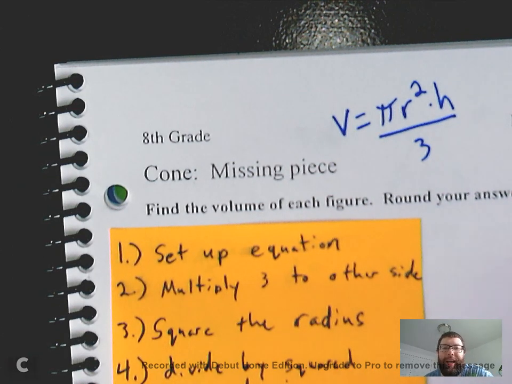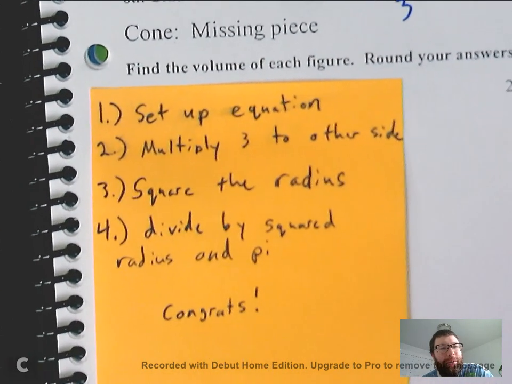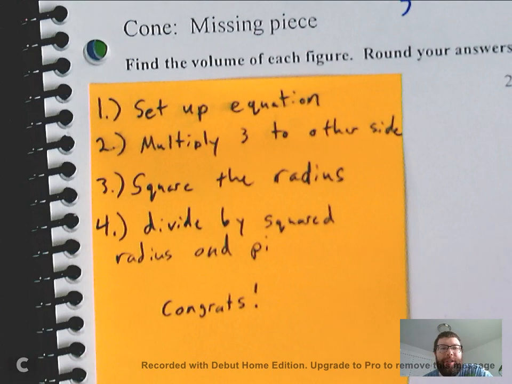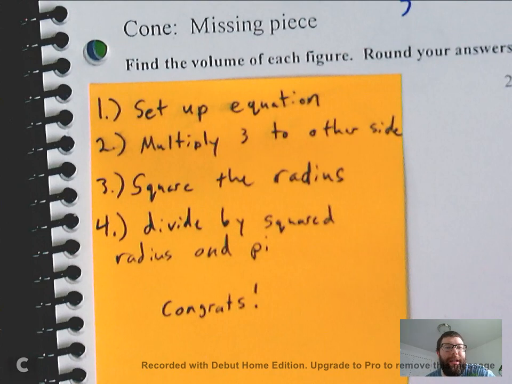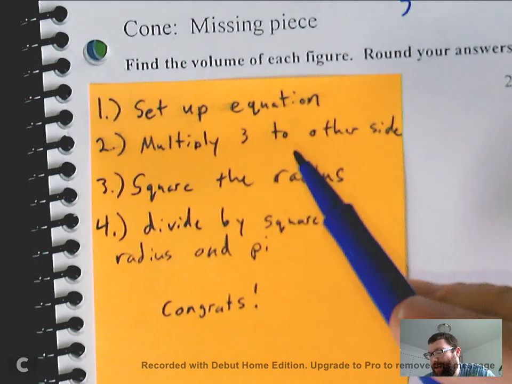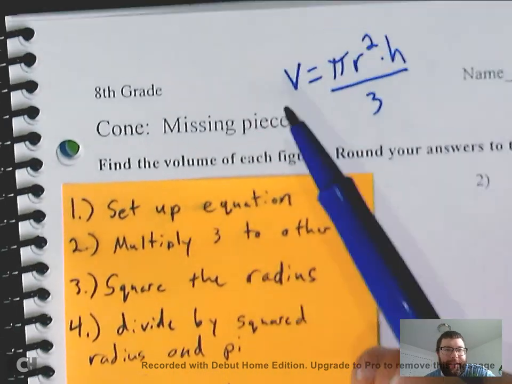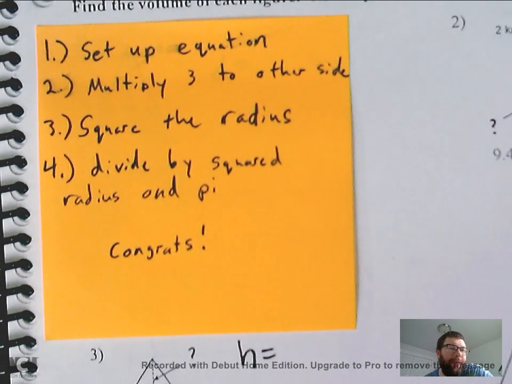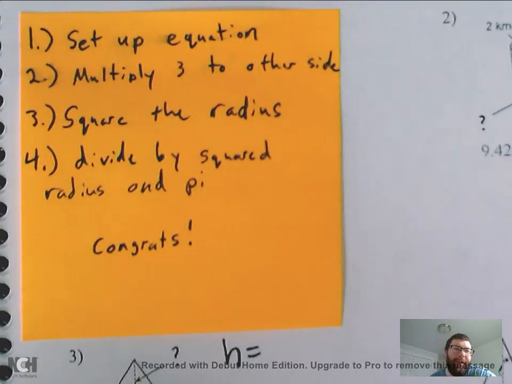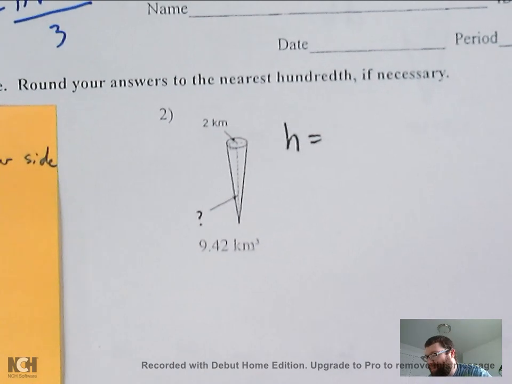So to find the height, there are 4 general steps that I want you guys to go through. The first thing you're going to do is set up the equation. So you're just going to plug in all the pieces that you know. And then after that, the next step would be to multiply by 3 and then square the radius, because it is a squared radius, right? And then the last step is just to divide by the squared radius and pi, and the height will be all by itself at that point, and you will be done. So congrats. So let's try this on a problem here.